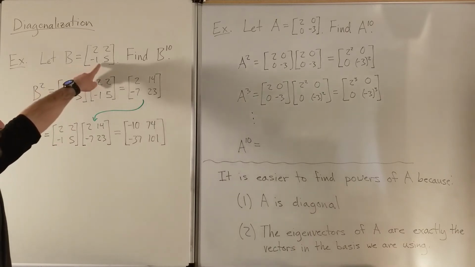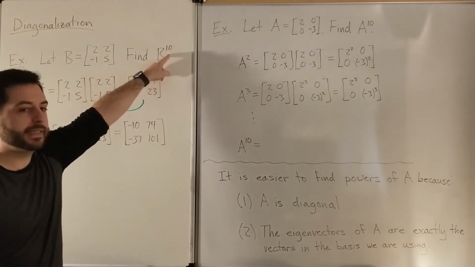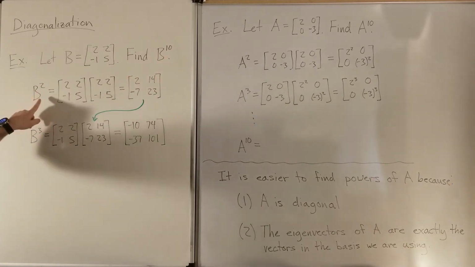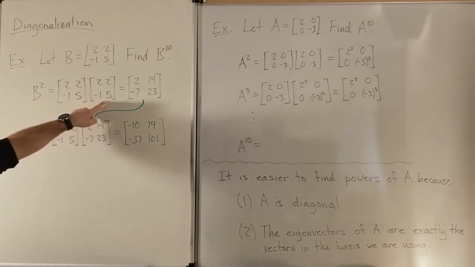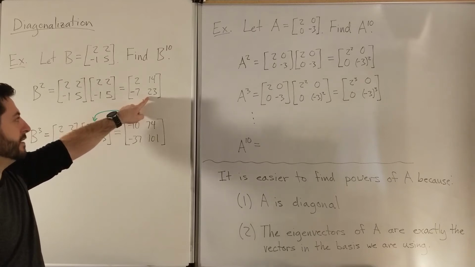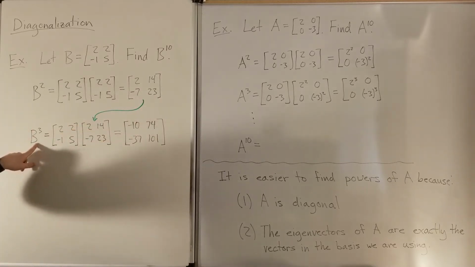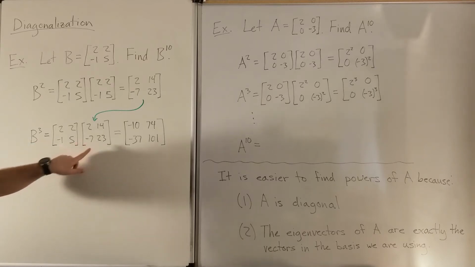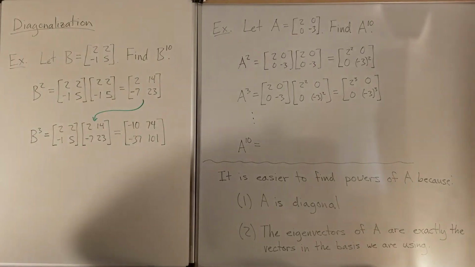B is this 2 by 2 matrix, and the goal is to find B raised to the 10th power. If we start this process, we can square B by just multiplying the matrix by itself, and then we get this nastier looking matrix. The next step would be to find B cubed, and we would get this nastier looking matrix still.